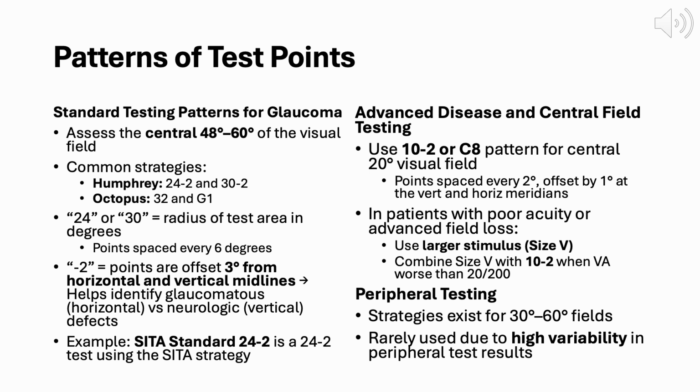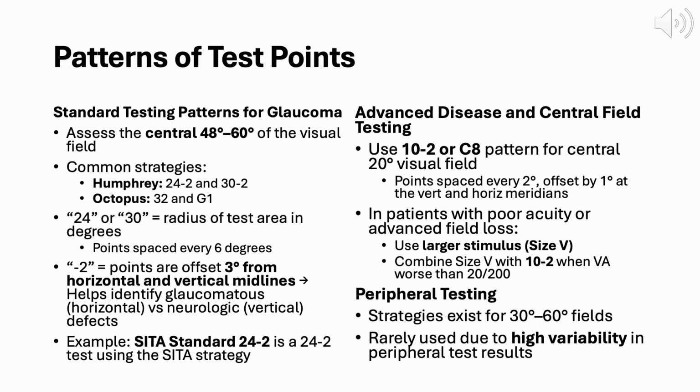Let's talk about patterns of test points used in visual field testing, particularly for glaucoma. Most standard glaucoma tests are designed to evaluate the central 48 to 60 degrees of the visual field. The most common patterns used on the Humphrey perimeter are the 24-2 and 30-2 programs. On the Octopus perimeter, you'll often see the 32 and G1 patterns.